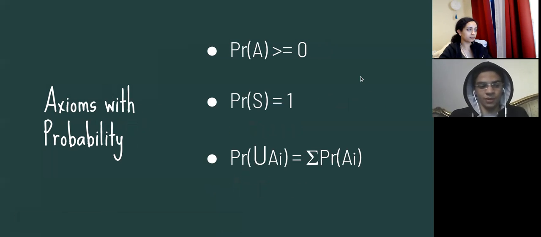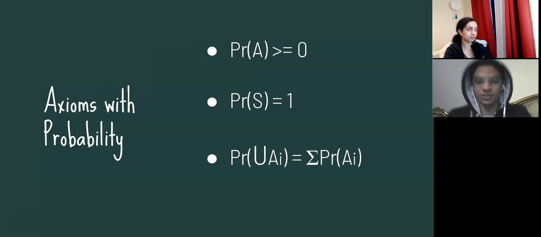So as you probably already know, in axiomatic set theory, when we are constructing a mathematical system, we start with certain axioms. Axioms are just things that we assume to be true, that we do not really need proof for, or that are true by definition. These are our basic assumptions on which we build every other part of the whole system. So the first axiom is that the probability of any event A is greater than or equal to 0.